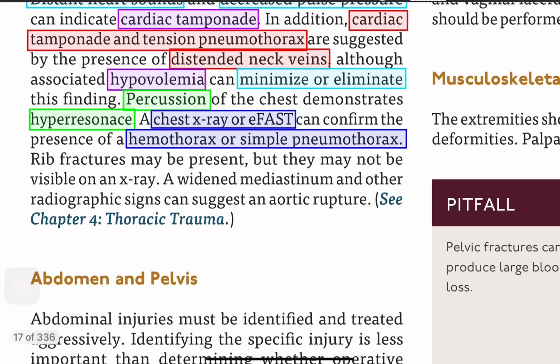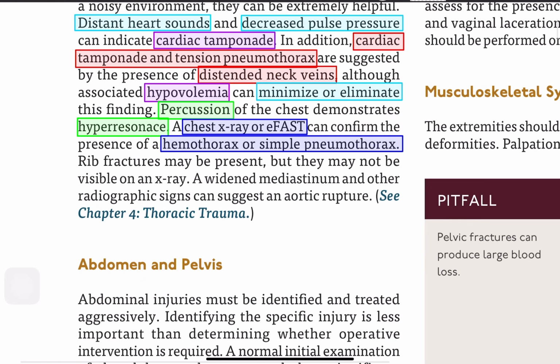In tension pneumothorax, on percussion you will get hyperresonance. Chest X-ray or E-FAST can tell you about hemothorax or simple pneumothorax.